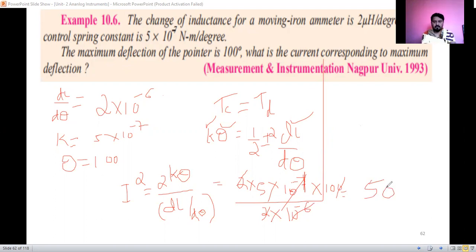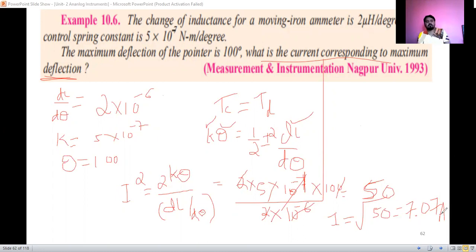So what is the question here now? What is the current corresponding to maximum deflection? That is I squared equal to 50, the square of the current. Next, I equal to square root of 50. How much is it? 7.07. Just 7.07 ampere here now. This is the current corresponding to maximum deflection.